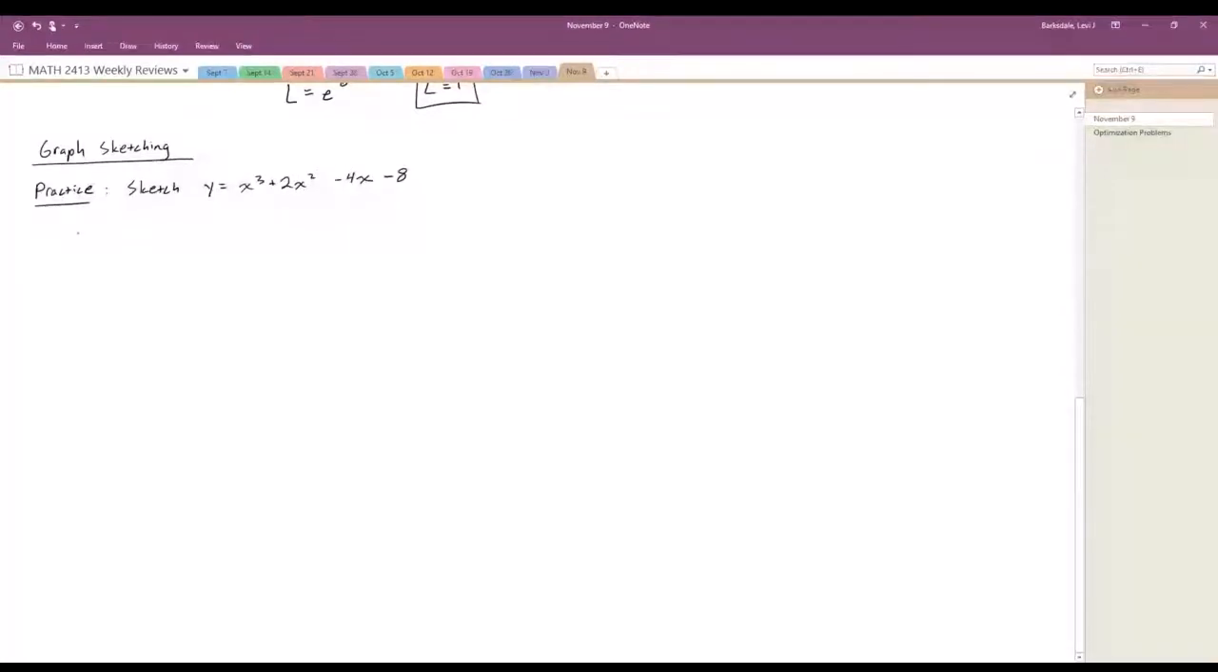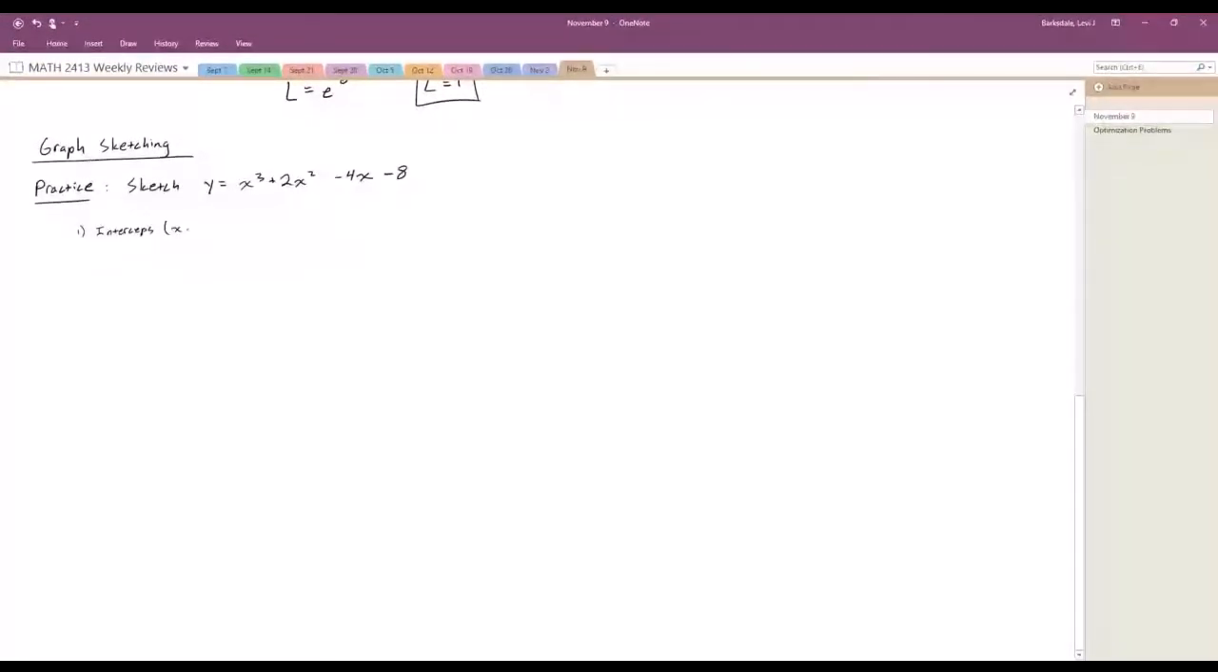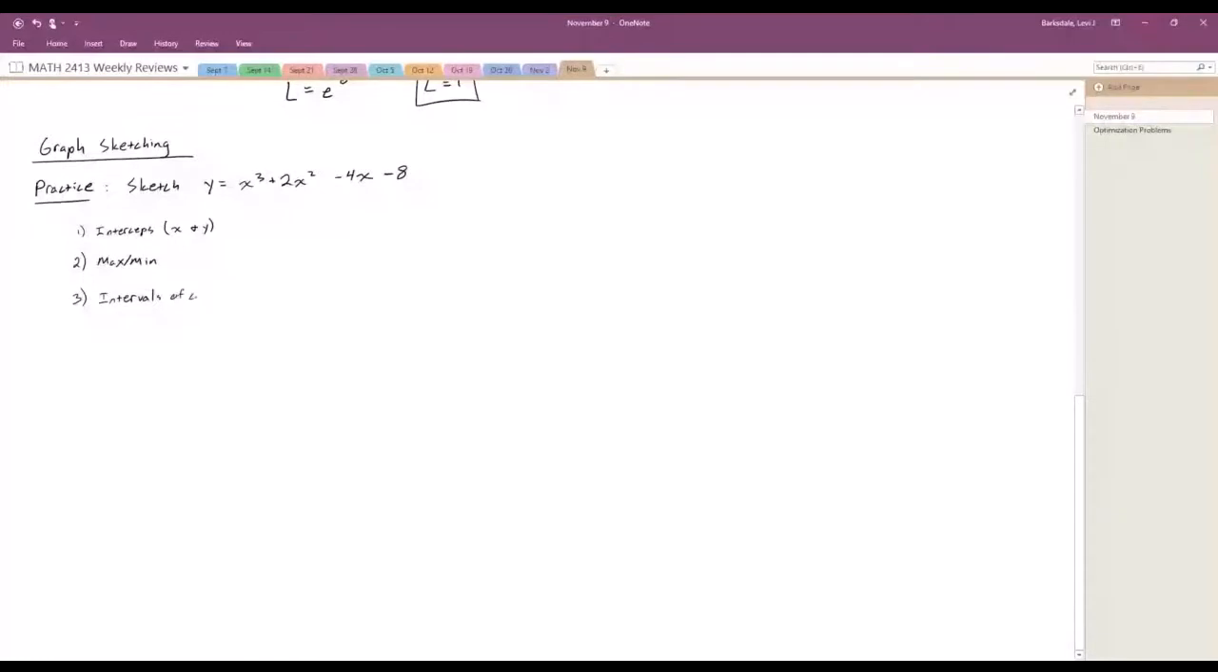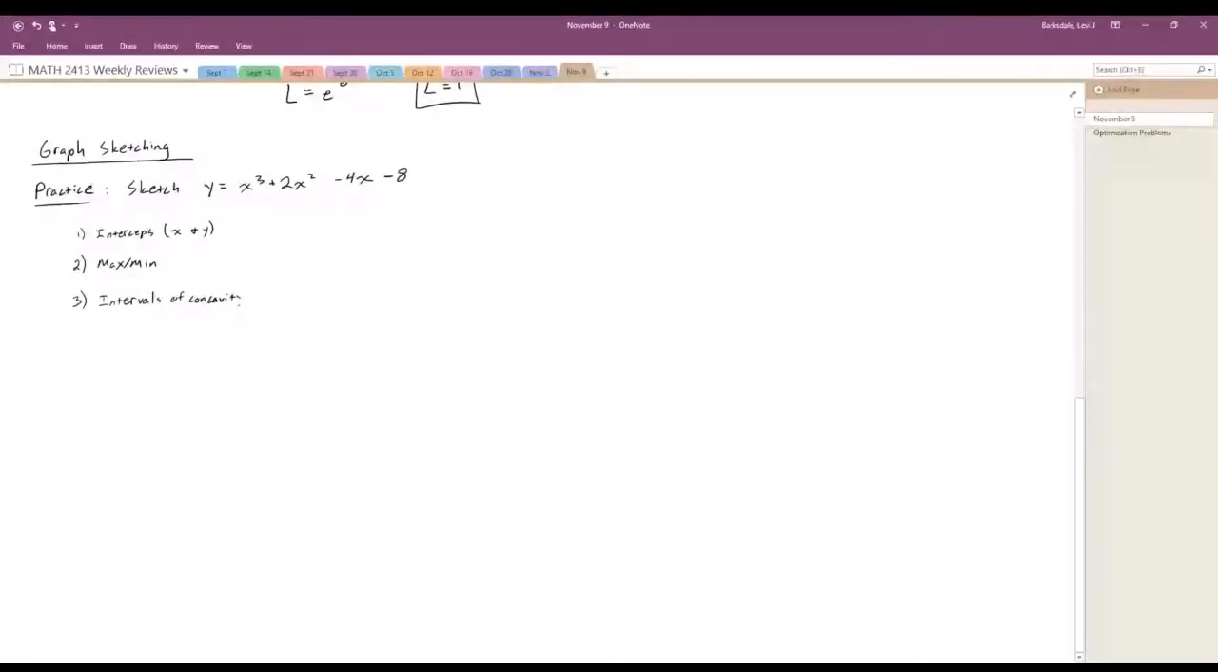And what I want you to include are intercepts, both x and y. I also want to know where the maximums and minimums are. So every maximum and every minimum should be on the graph, as well as the intervals of concavity. These should also be clear from the graph. And I'll give you guys a few minutes to work through sketching that graph. Good luck.